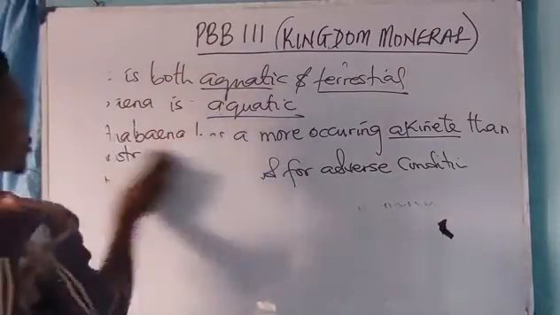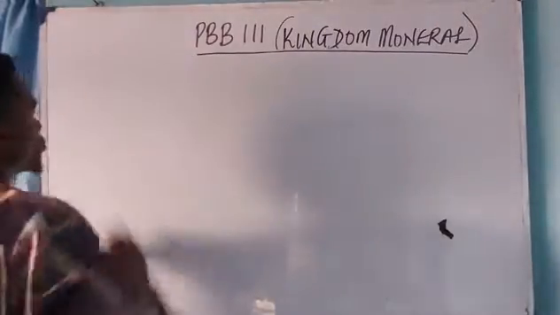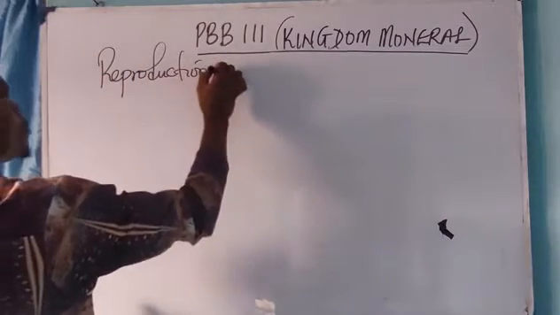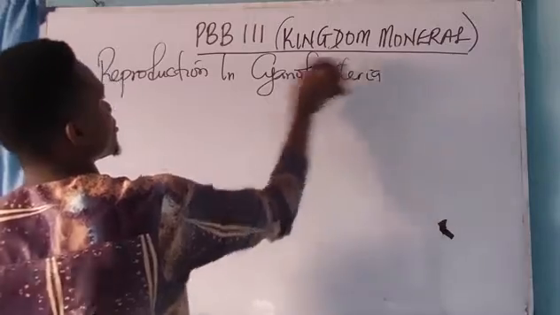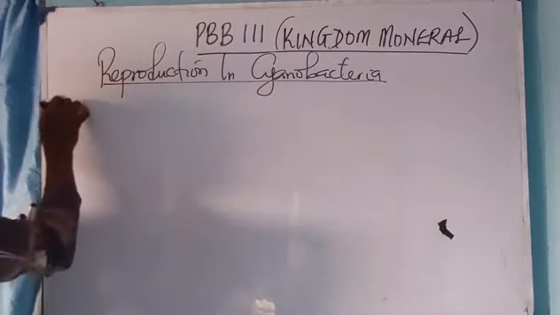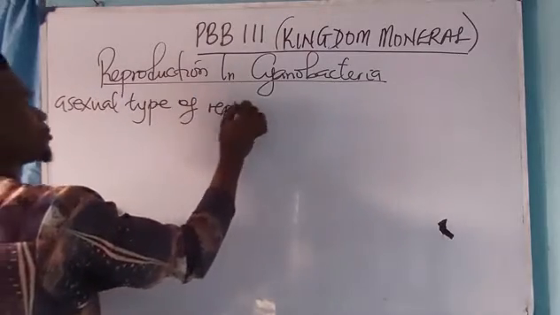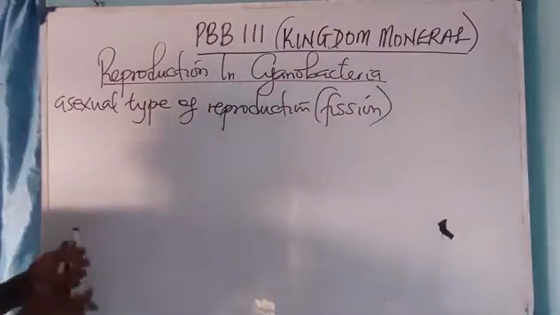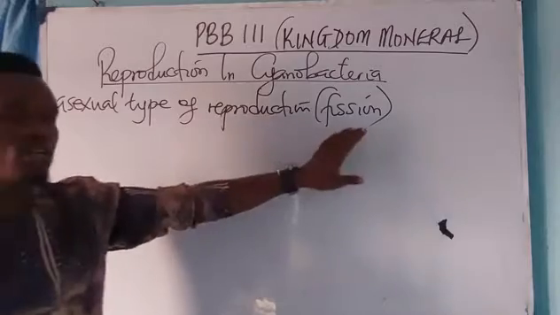Now, that is reproduction in cyanobacteria. What kind of reproduction do cyanobacteria undergo? Is it sexual or asexual? Now listen, cyanobacteria undergo asexual type of reproduction, like fission. I said that the cyanobacteria reproduce through asexual reproduction, that is fission.